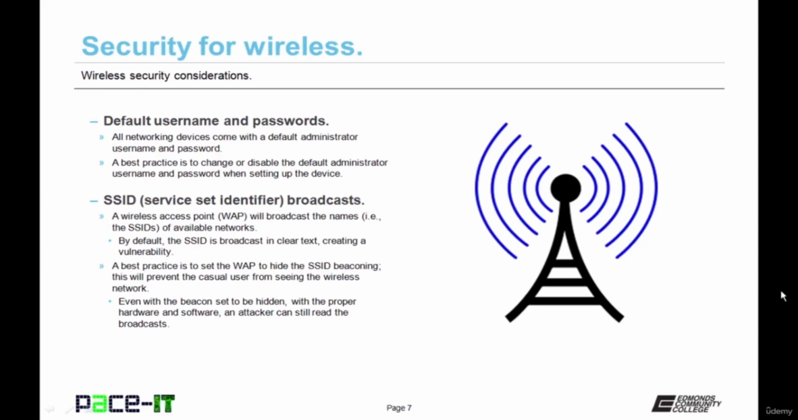Then there are the Service Set Identifier broadcasts, or the SSID broadcasts. A wireless access point will broadcast the names of available networks. By default, the SSID is broadcast in clear text, creating a vulnerability. A best practice is to set the WAP to hide the SSID beaconing. This will prevent the casual user from seeing the wireless network, but even with the beacon set to be hidden, with the proper hardware and software, an attacker can still read those broadcasts. So that in itself will not stop a determined hacker.